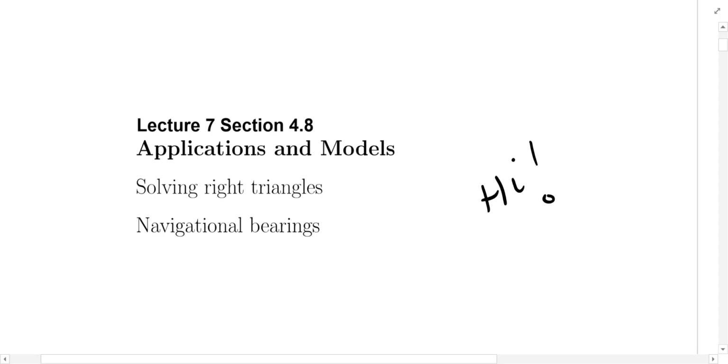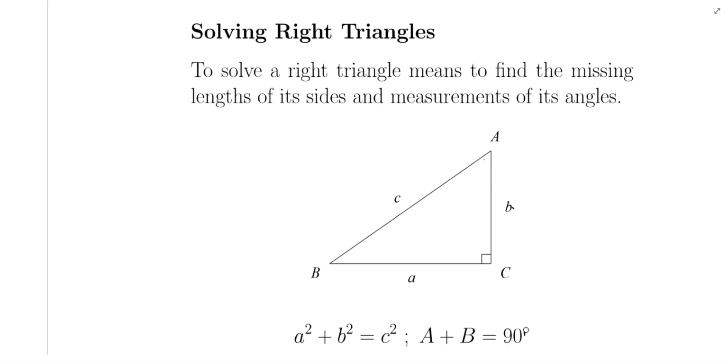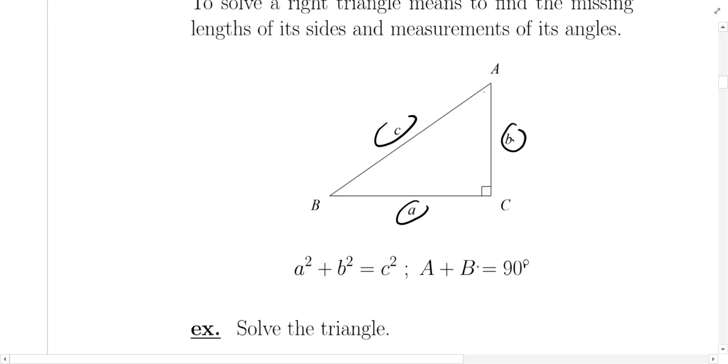So what does it mean to solve a right triangle? It means to find all the sides, so A, B, and C, and all the angles. Like I said, we can use the Pythagorean theorem or inverse trig functions. If it's a right triangle, that means this is 90 degrees, so angle A and angle B have to also add up to 90 degrees. That's what we mean here.